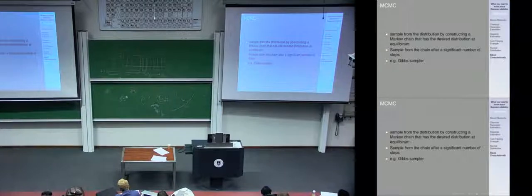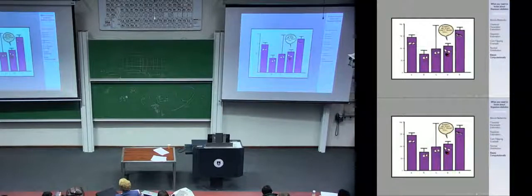Markov chain is quite nice and efficient because it's discrete, and then you sample after a significant number of steps. Obviously, if you go to infinity, you get the exact equilibrium distribution, and we can't do that in reality, so you just let it go on until you think it's enough. The Gibbs sampler is one of those.